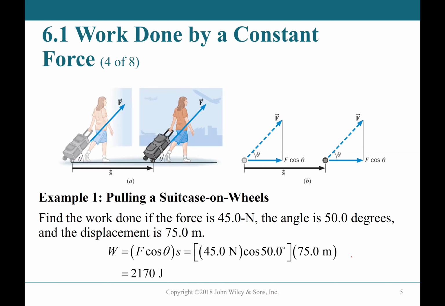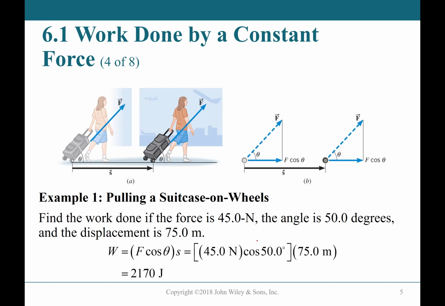Okay, so here's an example. Find the work done if the force is 450 newtons, the angle is 50 degrees, and the displacement is 75 meters. So my equation is F cosine of theta times S. F is given, 450 newtons. The angle theta is given as 50 degrees. And S, the distance that it moves, is given as 75 meters. So of course, that's a very easy problem to solve.